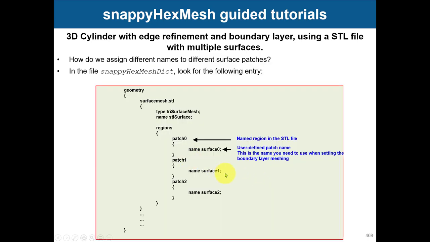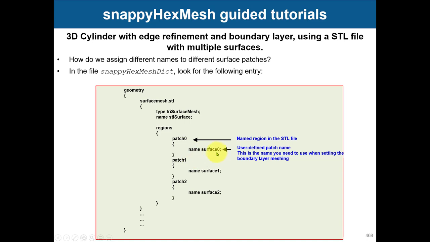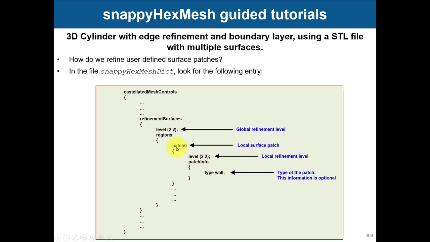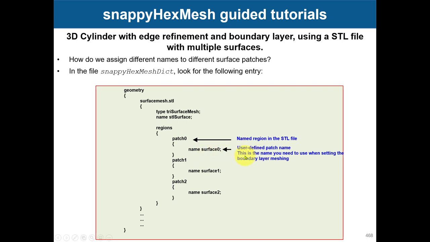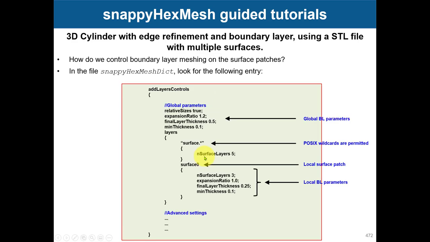So the advantage is that we have local control, and now you can access those patches. At the beginning, you have the geometry section, you read your whole STL, but now you also access those sub-surfaces that you have in the STL. This is the name of the region in the STL, and then you give a local name. It can be the same name, I like to put a different one, but it's up to you. Then when you go into castellatedMeshControls, you can access those names and give them different refinement values. Here the local surface patch is this name, and this is the name that you use for the boundary layer mesh. So you have even more control.